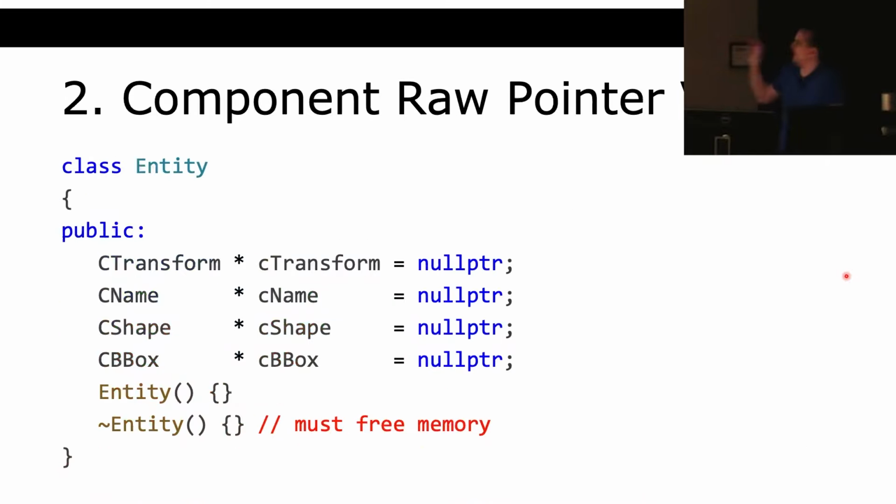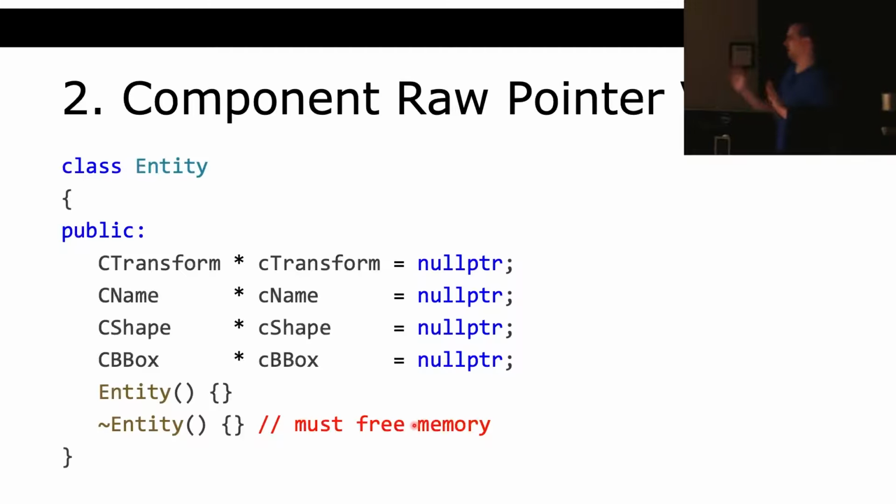Okay, so let's see what would happen if instead of using just stack variables, we instead use raw pointers. Let's go crazy and use raw pointers, right? So what we would do is we would have an entity, and all of these pointers to these classes initially would all be null pointer, right? Because they don't exist yet. We haven't added anything to this entity.